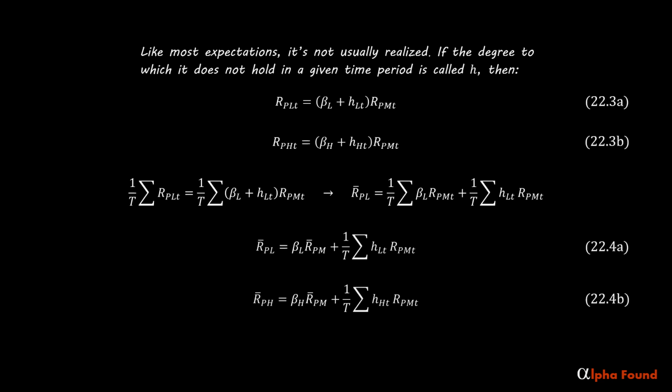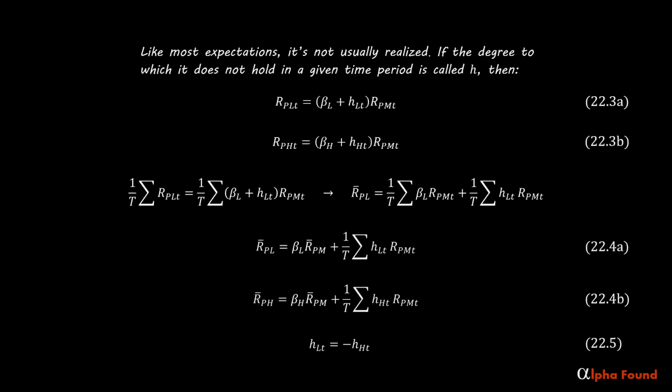If the degree to which it does not hold in a given time period is called h, then the low perturbation in period t equals the sum of the low ideal beta plus the low h multiplied by the market perturbation. The average low perturbation equals the low ideal beta times the average market perturbation plus the average of the perturbations not explained by the market perturbations. I think this is one case where the math is easier to understand than the English describing the math.